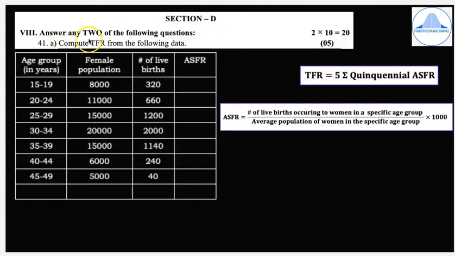Section D, 8 marks. Answer any two of the following questions. 2 into 10 is equal to 20. 41st question, subdivision A, compute TFR from the following data. That is, we have to find out the total fertility rate.